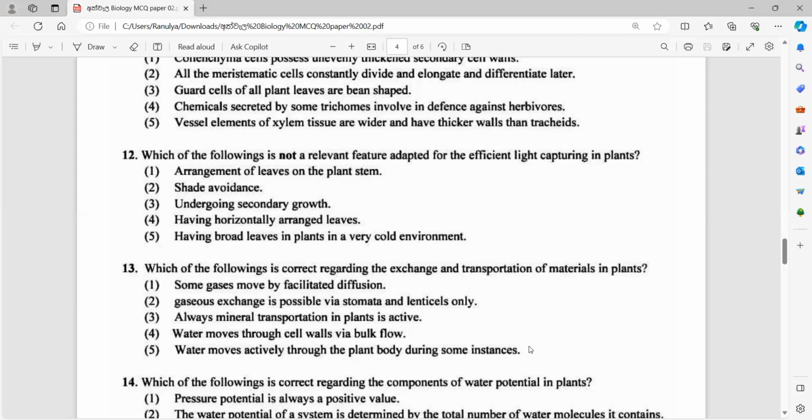13th question, which of the following is correct regarding exchange and transportation of materials in plants?